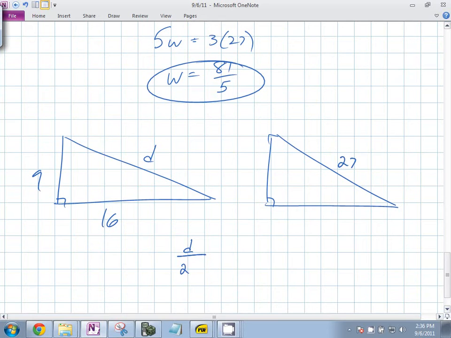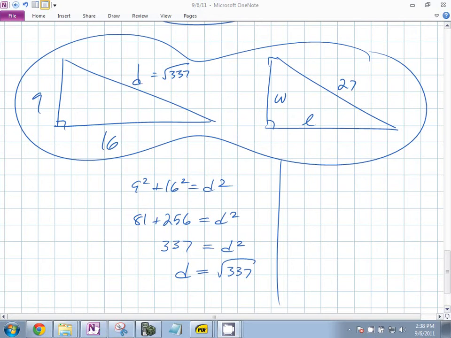Can we find out D directly? We know what D is, don't we? How do we find out D? I'll start you off. Root 337 over 27 is going to be equal to what? 9 over W, that's correct, equals what? 16 over L. So now do we just have some proportions to solve? Yeah.